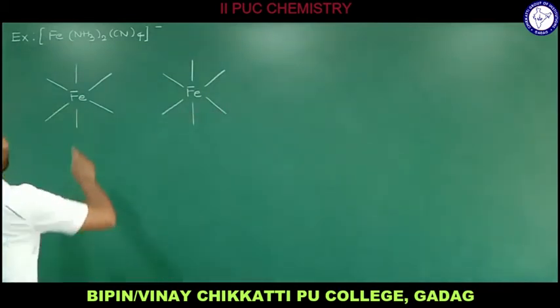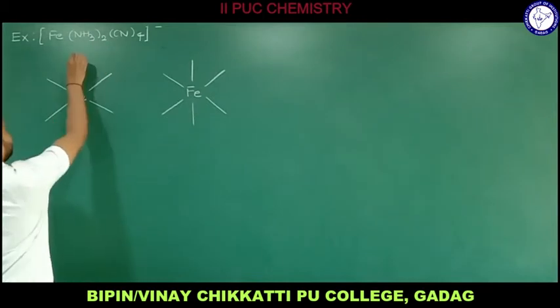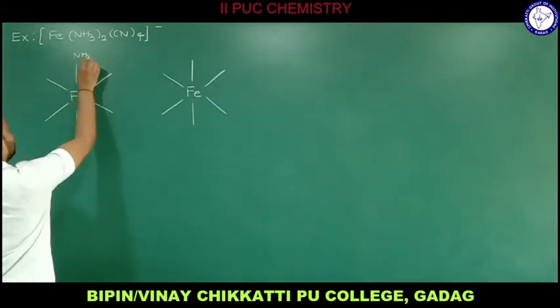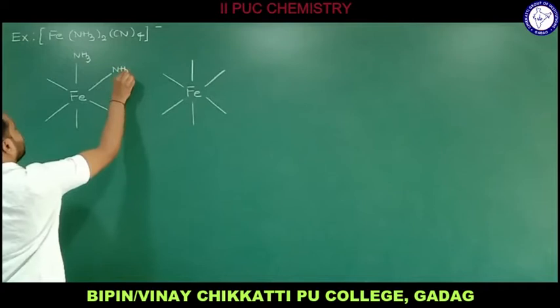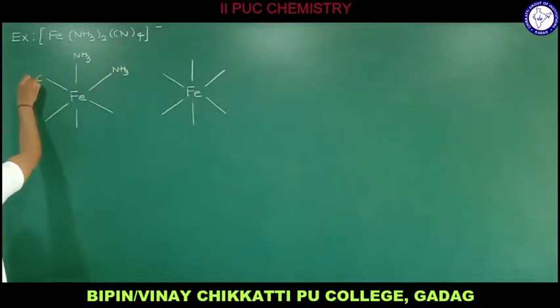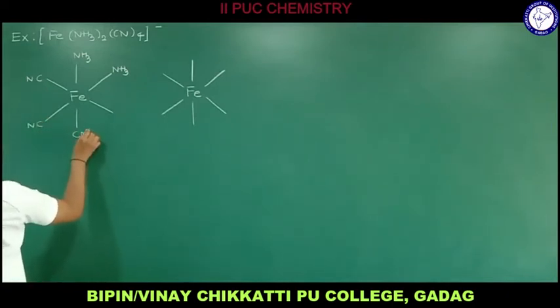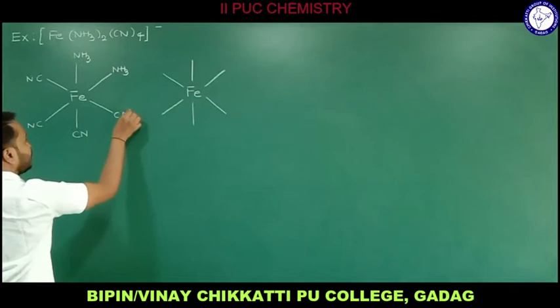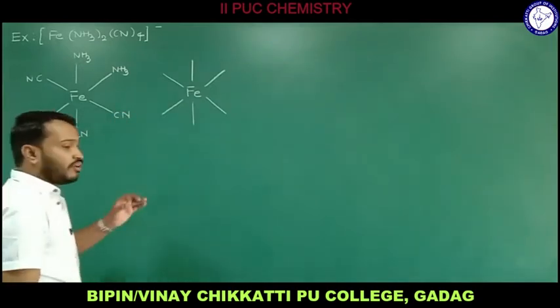So we have 2 NH3, therefore NH3 I will be writing adjacent, so that I get the cis isomer, and the remaining is CN. So CN I will write here. There is a bond between carbon and iron, so try to know that one. CN minus is the best example of an ambidentate ligand.